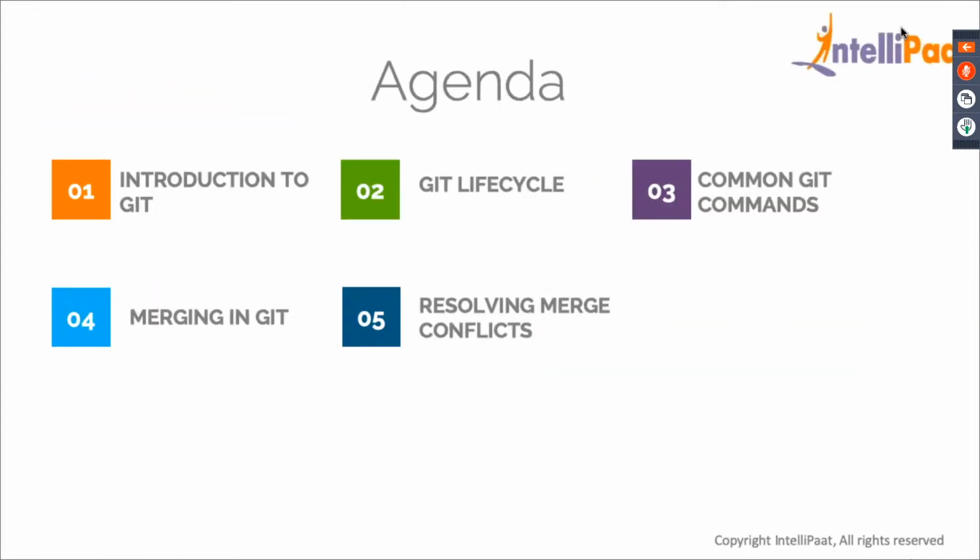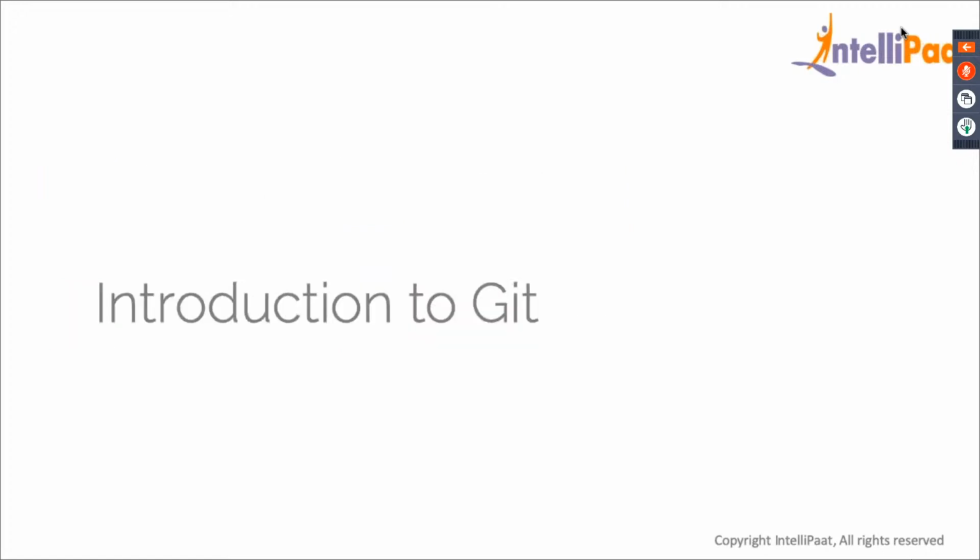In a very brief manner, I'll introduce you to what Git is, what the Git lifecycle is, the common Git commands that you can use, and then I will be talking about merging in Git. So what exactly merging in Git is, how we can simulate a merge, and how we can simulate a merge conflict, and in what cases a merge conflict happens, that we will cover in this session. All right, so now let's get started with the first topic, which is what is Git.